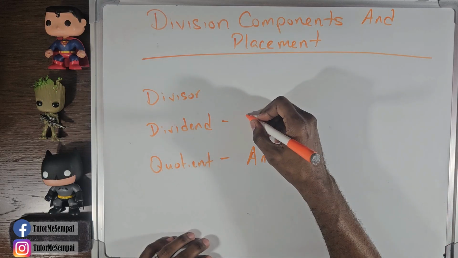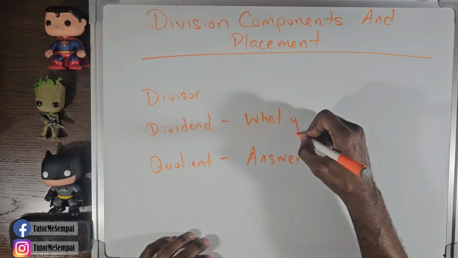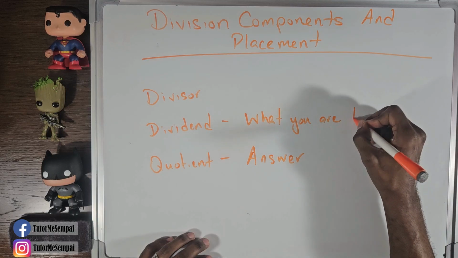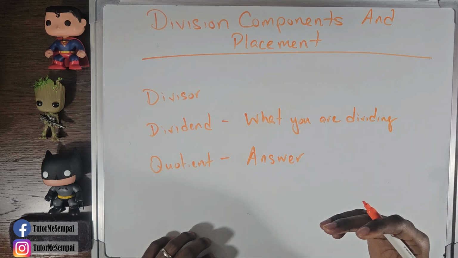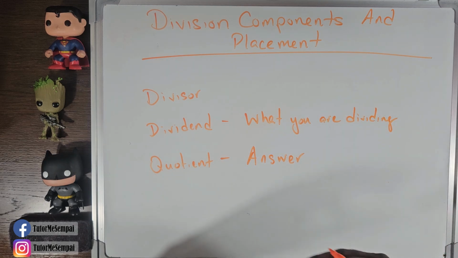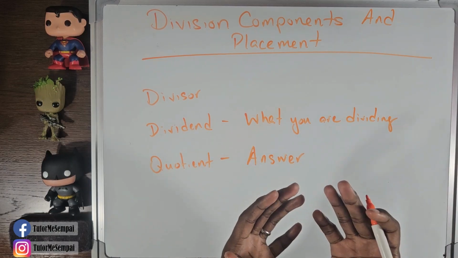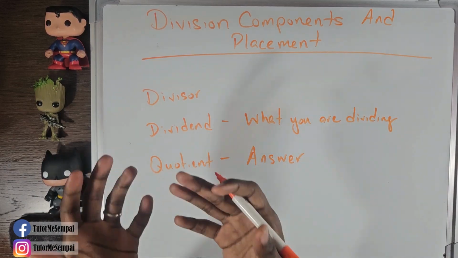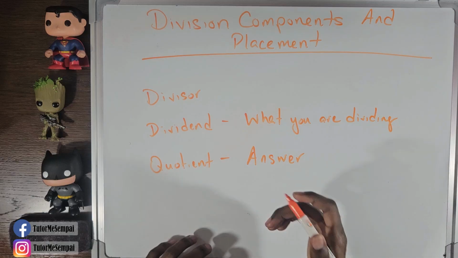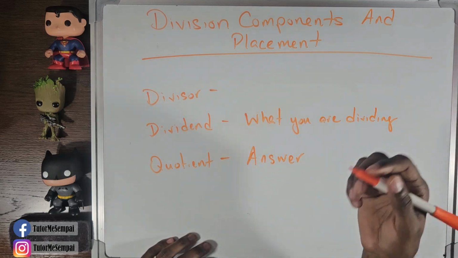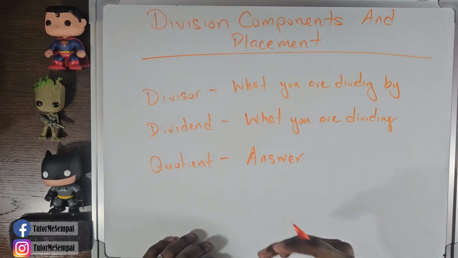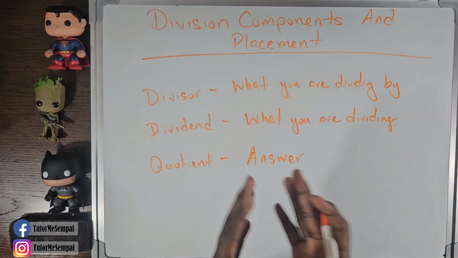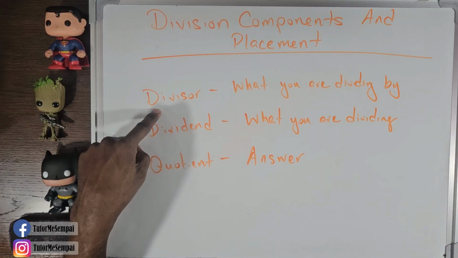So if you say divide 100 by 10, 100 would be your dividend. You're dividing 100 by 10. Your divisor is going to be what you're dividing by. So in the same example, 100 divided by 10, 10 would be your divisor.